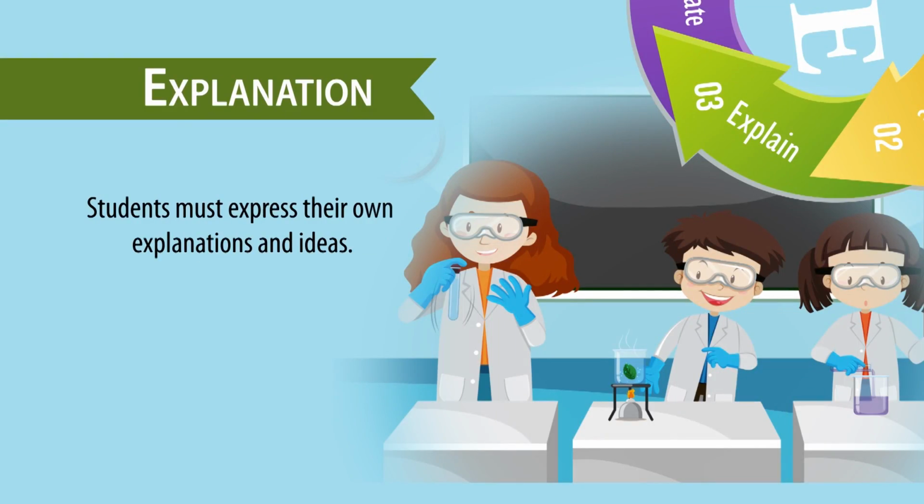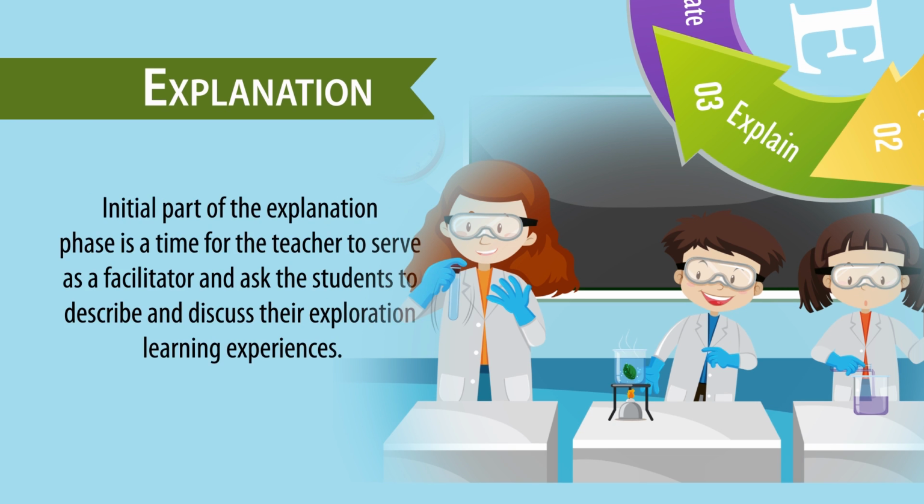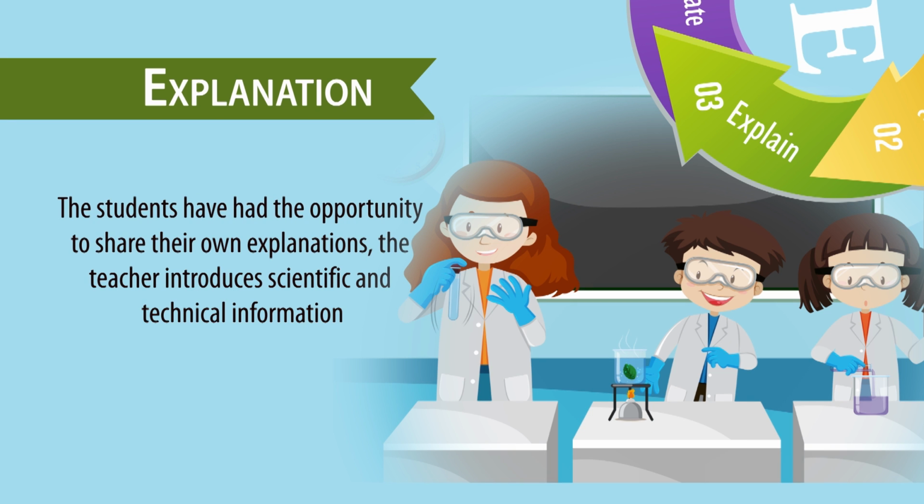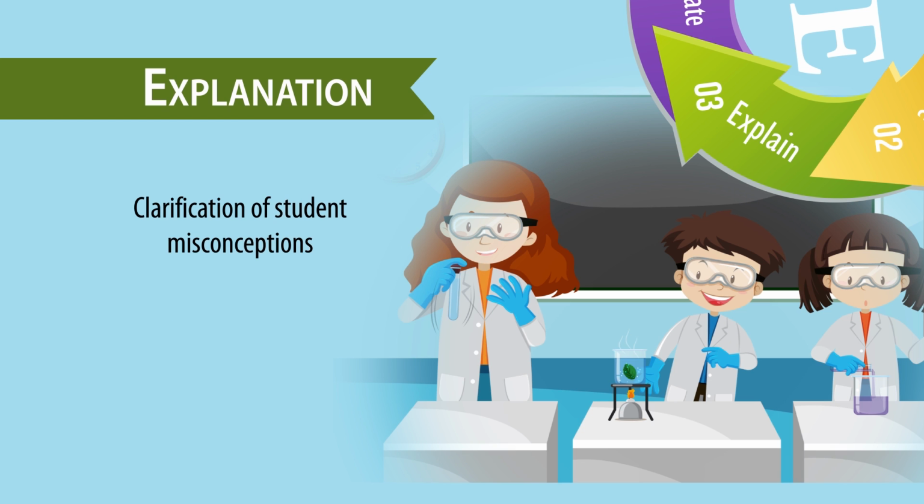Before the teacher attempts to provide an explanation, the students must first have the opportunity to express their own explanations and ideas. Thus, the initial part of the explanation phase is a time for the teacher to serve as a facilitator and ask the students to describe and discuss their exploration learning experiences. After the students have had the opportunity to share their own explanations, the teacher introduces scientific and technical information in a direct manner. This phase includes clarification of student misconceptions that may have emerged during the engagement or exploration phases.